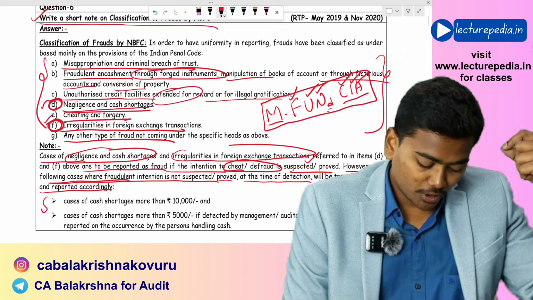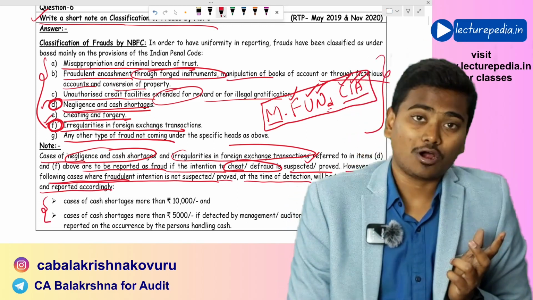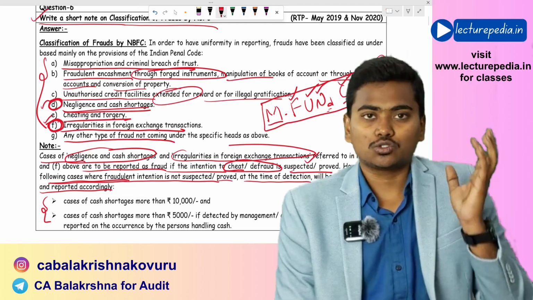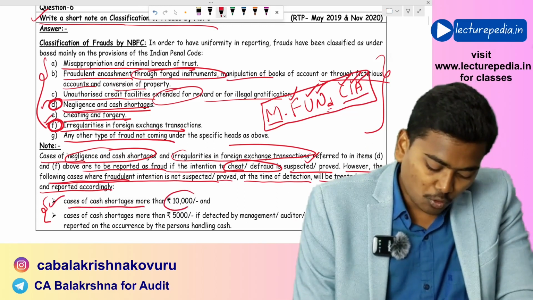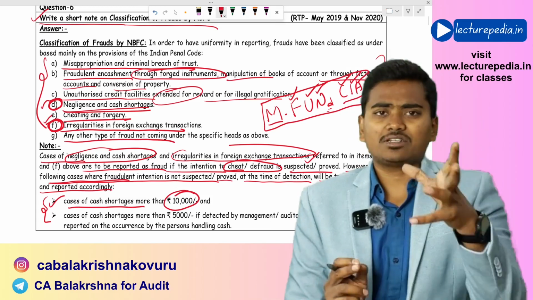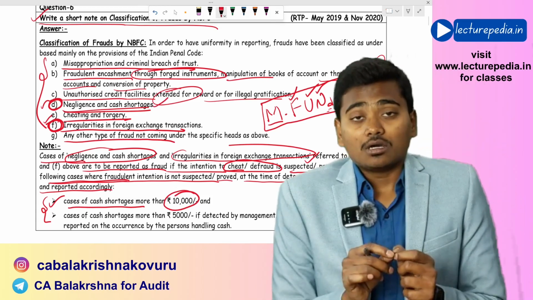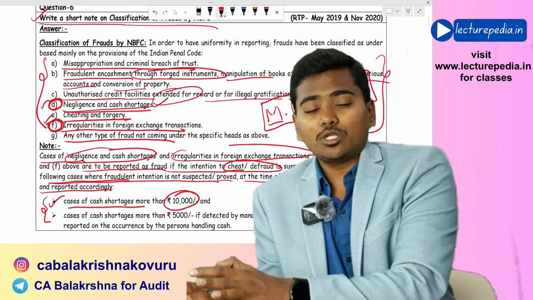In the following two situations, even though fraudulent intention is not identified, they will be reported. What are those two situations? First of all, cash shortages of more than 10,000. If at all there is a cash shortage of more than 10,000, first of all, in case of cash shortages, if fraudulent intention is suspected or proved, only then you report it.